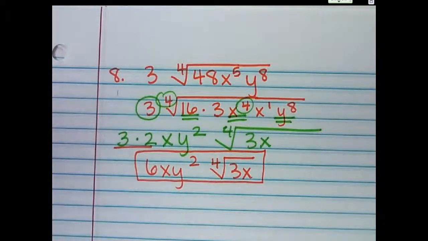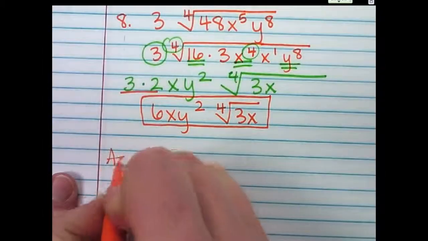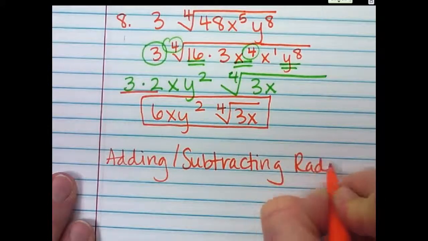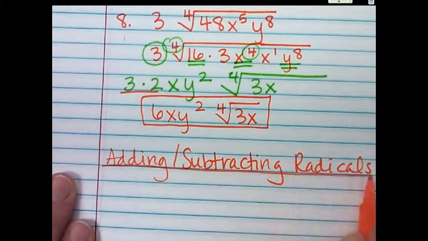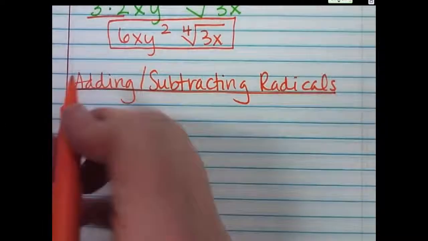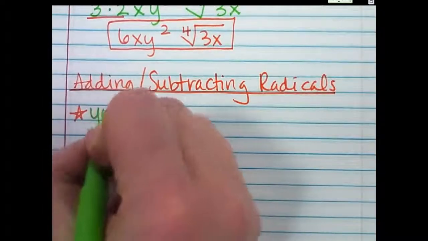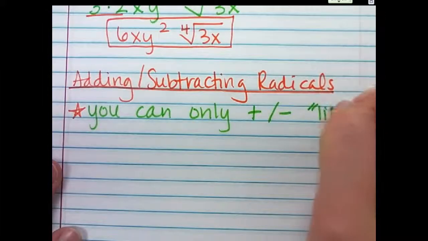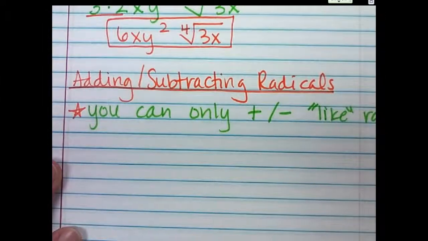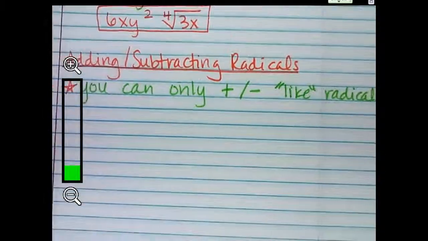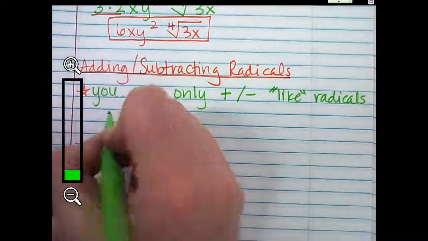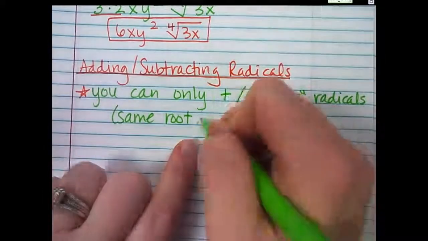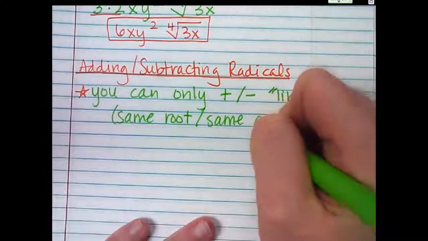Okay, adding and subtracting. I only have 3 examples of these because that's how easy they are. You can only add and subtract like radicals. And so what that means is the same root. So it could be a square root and a square root, or a cube root and a cube root. Same root and then same quantity, which is what's under the root.